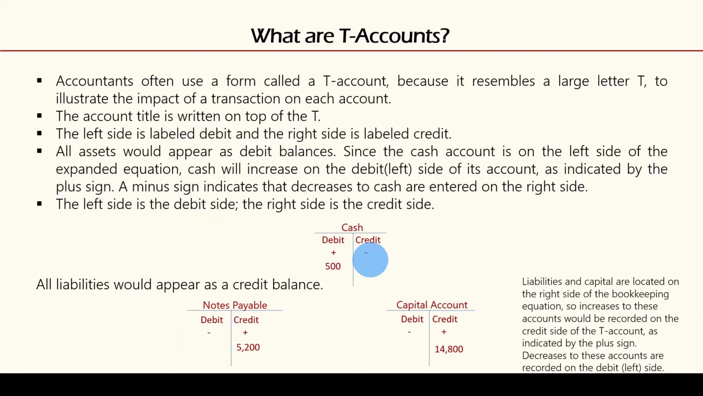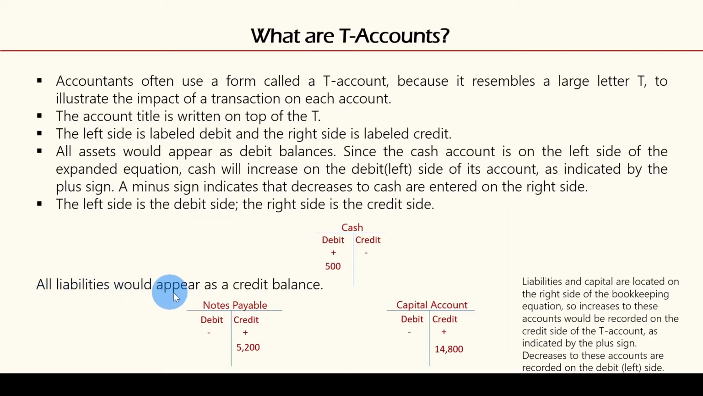Cash will increase on the left side of its account as indicated by the plus sign. A minus sign indicates that decreases to cash are entered on the right side. The left side is the debit side, the right side is the credit side. So that's what is illustrated over here. Cash being an asset, and assets being part of the debit default, plus is over here on the left side.